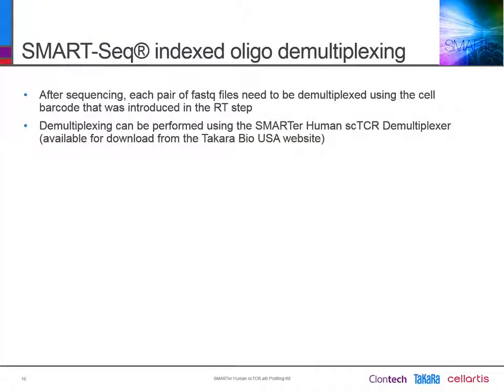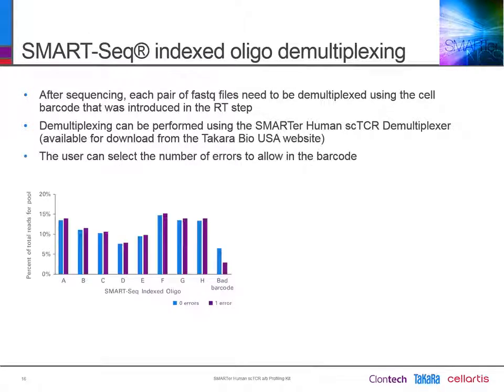So I'm going to start by talking about demultiplexing. Because we use 8 different cell barcodes that we pool, after you've performed sequencing, you need to demultiplex those based on those barcodes in order to perform data analysis. So we have some demultiplexing software that's available on the Takara Bio USA website that you can download.